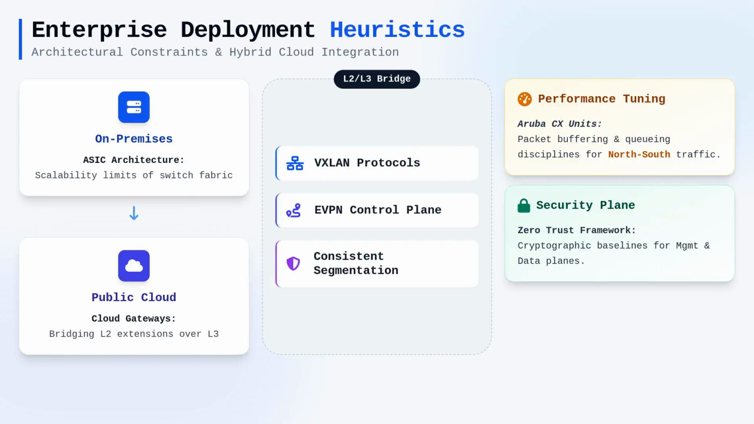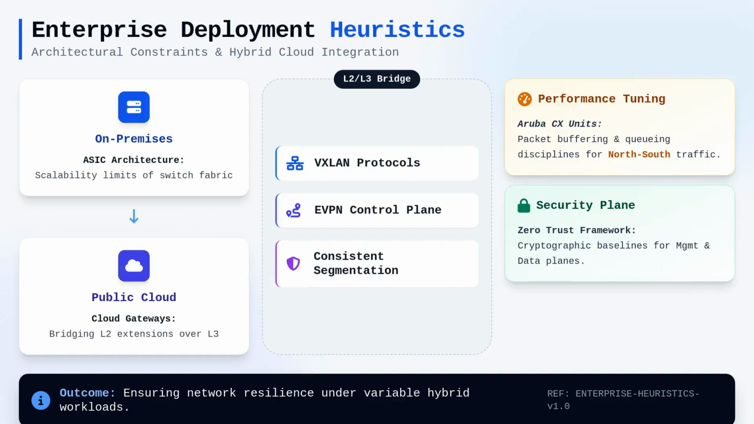Furthermore, the cryptographic baselines applied to the management plane and data plane must align with current enterprise security standards, such as those defined in zero-trust frameworks. These specifications become the reference point for ensuring that the network remains performant under the stress of variable hybrid cloud workloads.